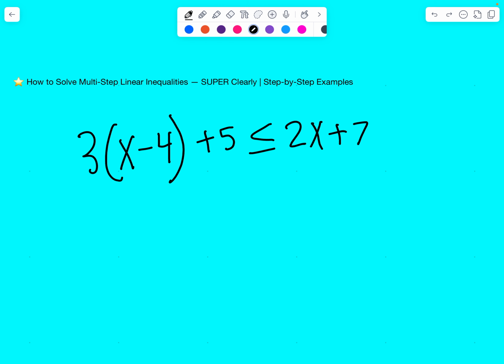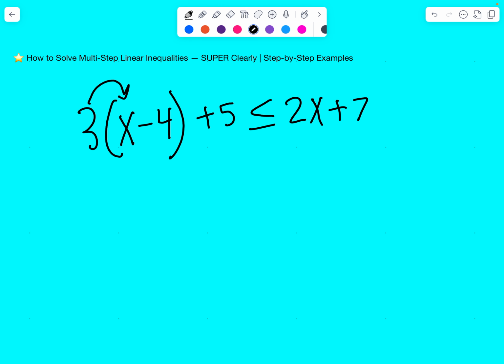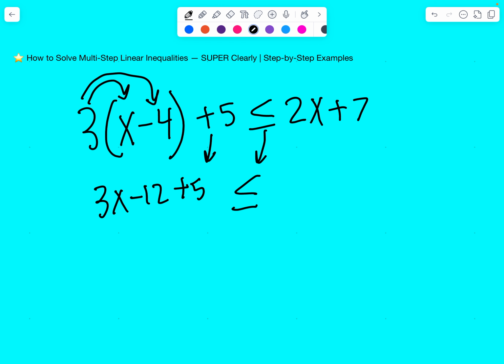So let's get started. So we have 3 parentheses x minus 4 plus 5 is less than or equal to 2x plus 7. It looks so scary, but it's not. So first we start with distribution. What's 3 times x? 3x. What's 3 times negative 4? Negative 12. Bring down the plus 5, you guys. Bring down this sign. Bring all this on down. And then you have this right now.